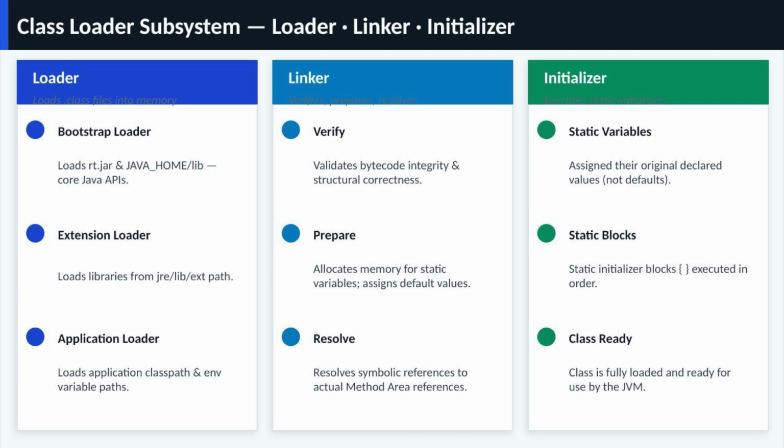Let's see about the class loader subsystem. Imagine a movie theater. Before the movie starts, the movie file is loaded, quality is checked, the projector is prepared, and then the movie begins. The class loader works in three stages. First is loading, where the class files are brought into memory. Then comes linking. The JVM verifies the bytecode, allocates memory for the static variables, and resolves references. Finally comes initialization. Static variables receive actual values and static blocks are executed. Only after all this is the class ready for execution. If you have ever seen a static block execute before main, this is the reason.